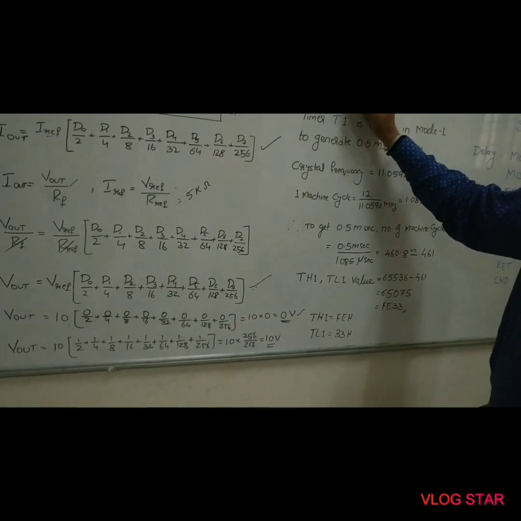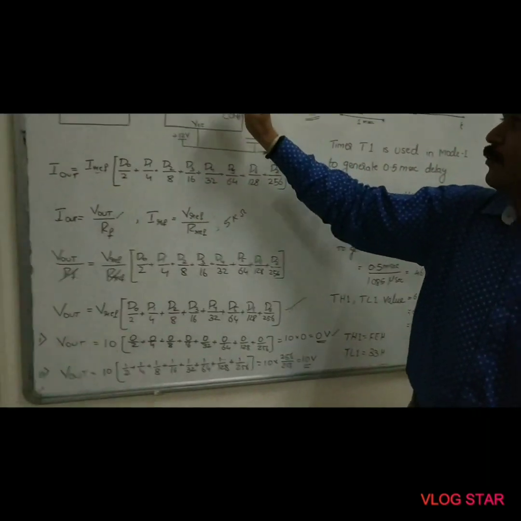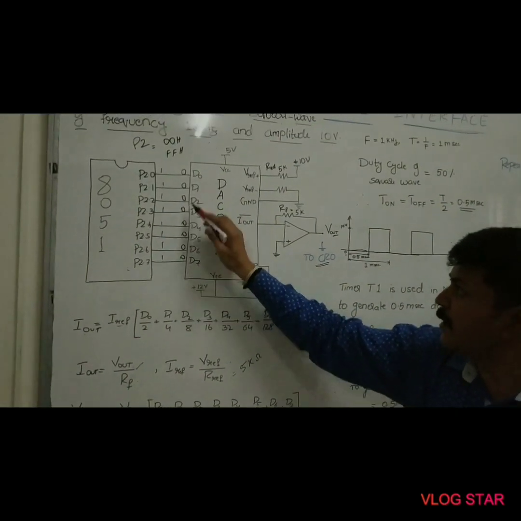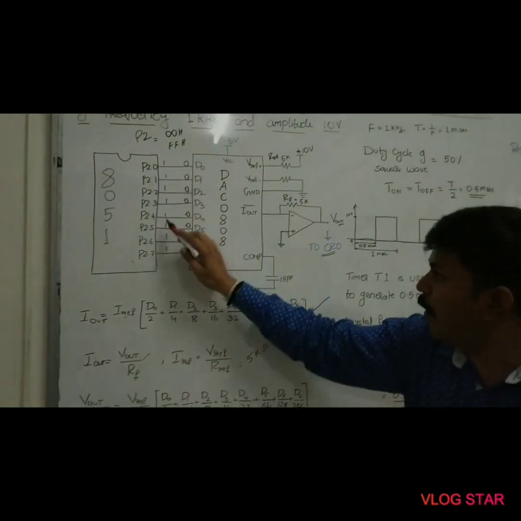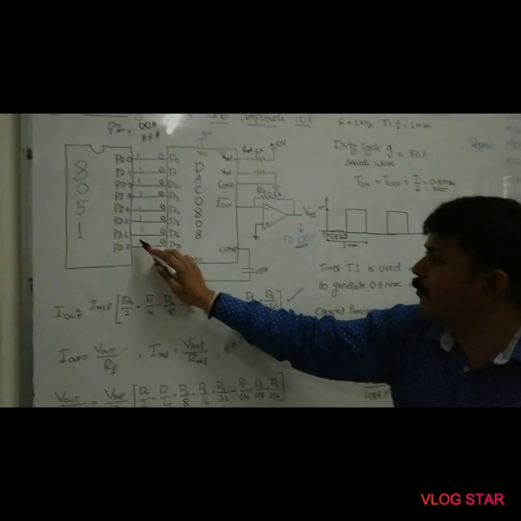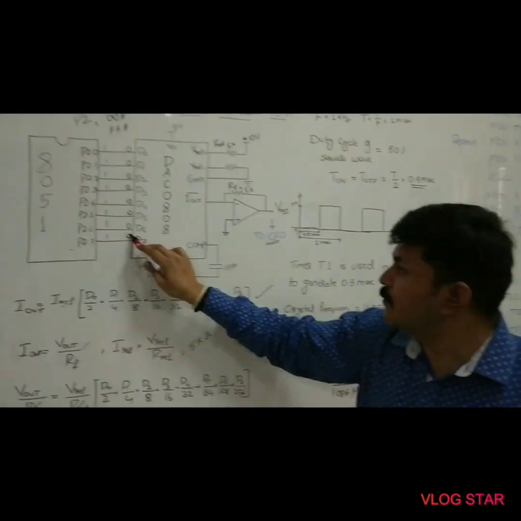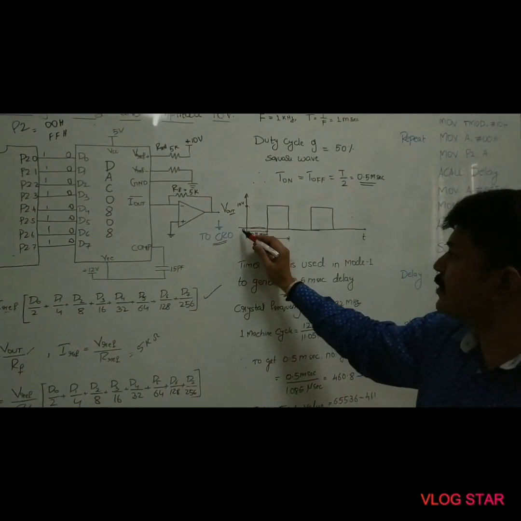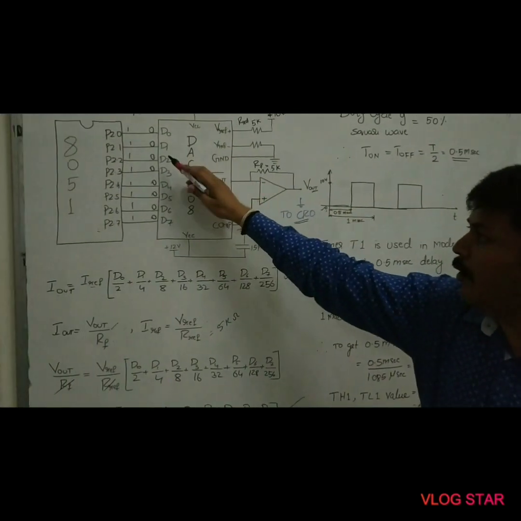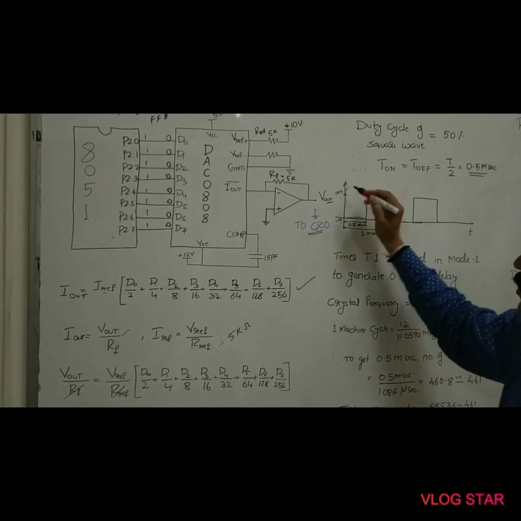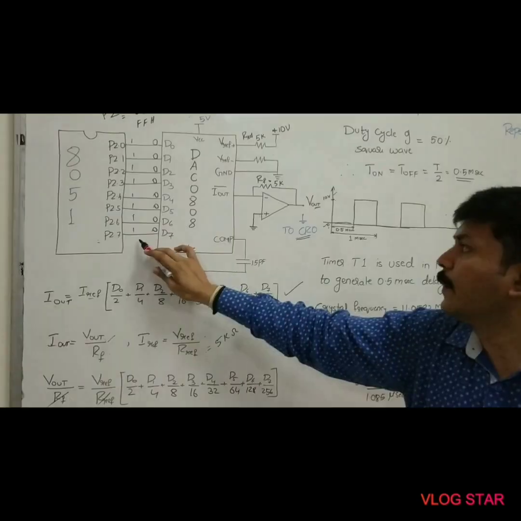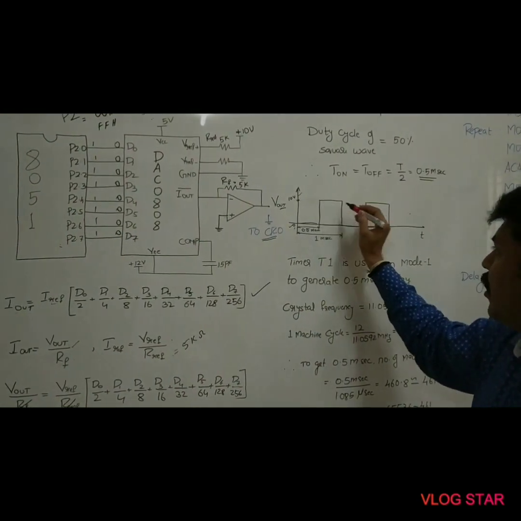Okay, in order to generate these 2 voltages, I need to supply these 2 values, that is all zeros and all ones. When I supply them from the microcontroller to the DAC IC, the DAC will convert these values into corresponding voltages: 0 volts for all zeros and 10 volts for all ones. Okay, so this is the voltage part.